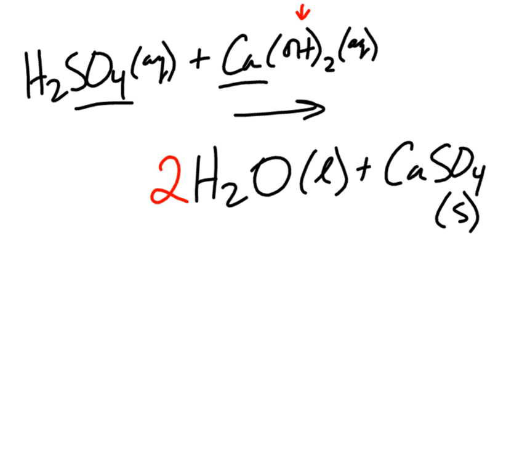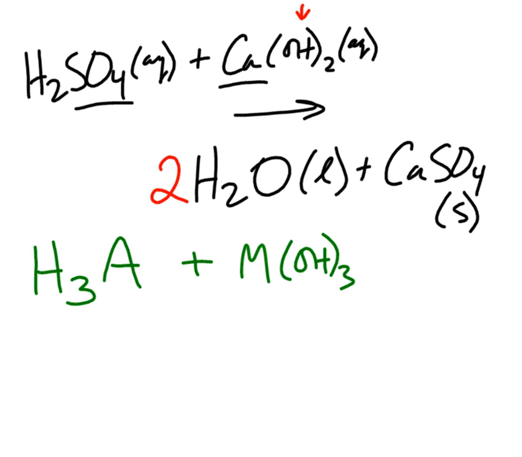Another way to do this and make it really quite simple is you look at the number of hydrogens on the acid and the hydroxides on the base, and that's going to give you a hint as to how many waters you're going to make. For example, if I had H3A, since it's an acid, and then I have some sort of metal with OH3, that means I have 3 hydroxides here and 3 hydrogens here. That means I'm going to make 3 waters.